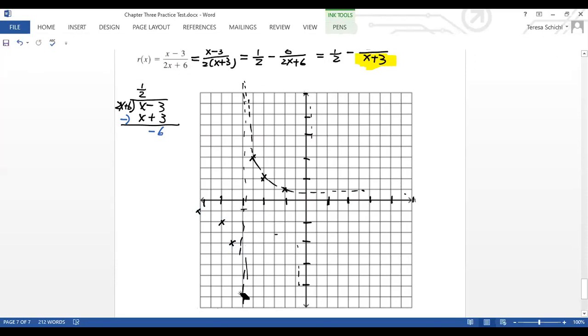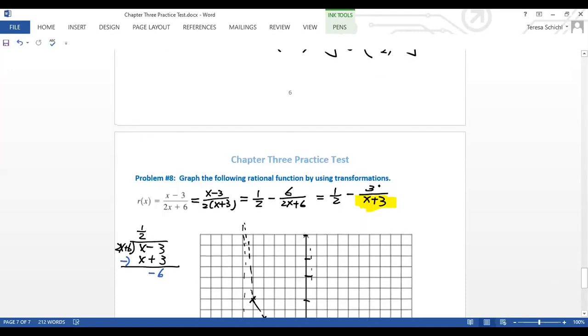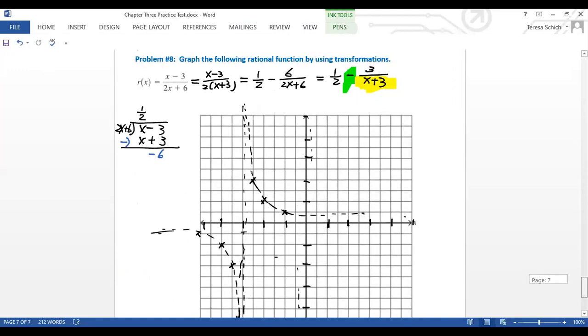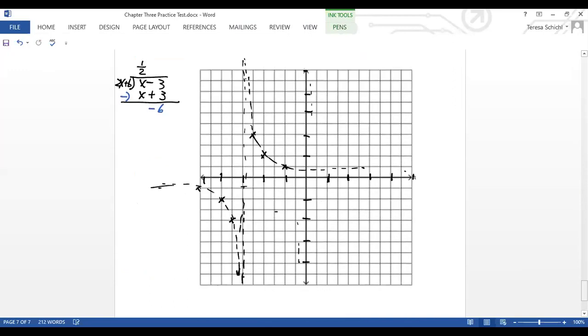Okay, so here, this is my first transformation, right? Here you still go like this. And then the next thing I'm going to do is this flip, right? This is the negative sign here. So what does negative one mean? That means flip, right? Okay, so let me flip it.